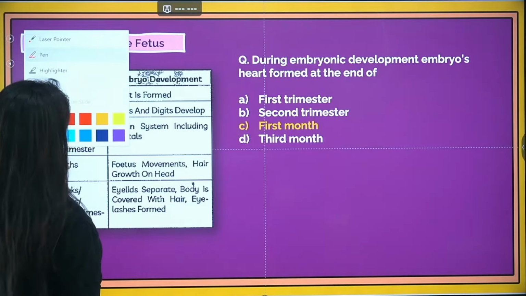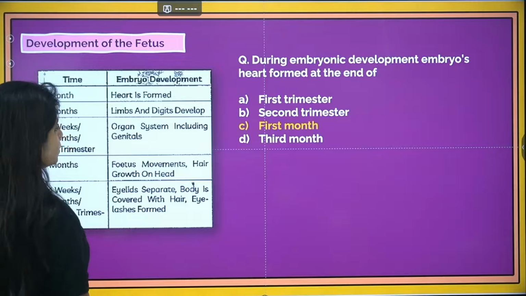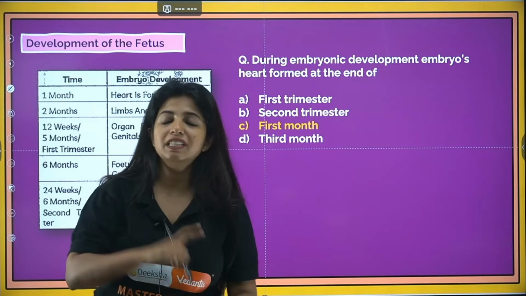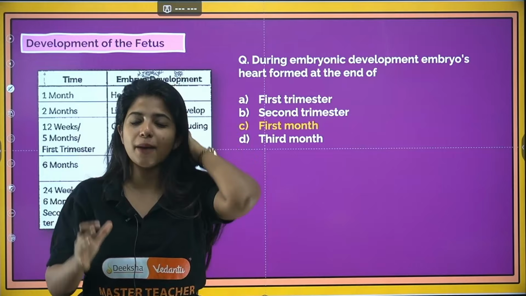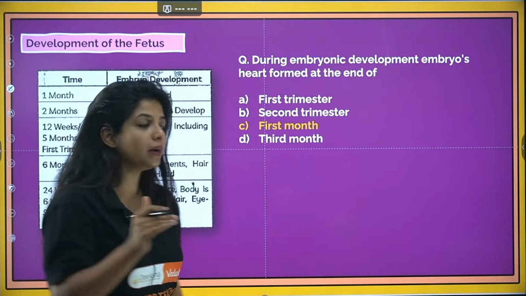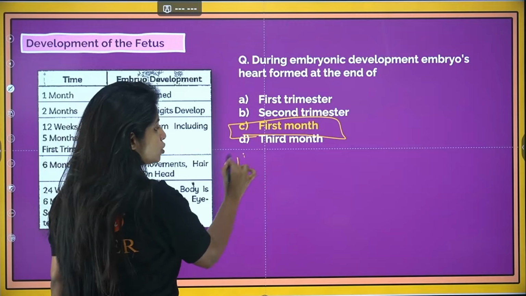And over here, during embryonic development, the embryo's heart forms at the end of the first month. So first of all, when someone dies, you check the heartbeat. Similarly, when someone is forming also, the first thing that happens is heart formation. So in the first month itself, you can find the heartbeat. Okay, so you can remember it. The first month, heartbeat is there.